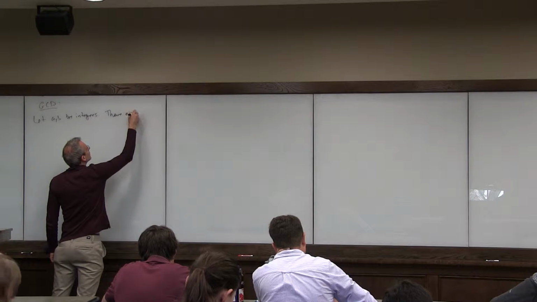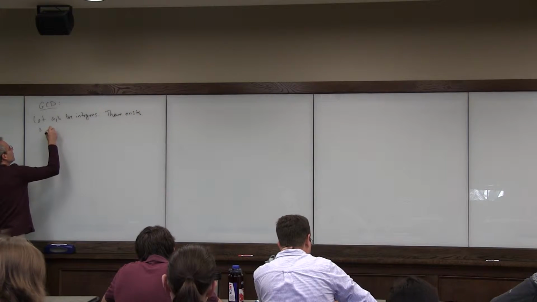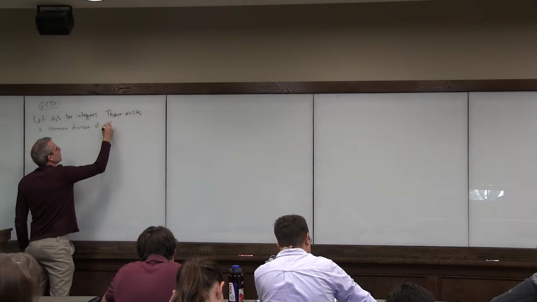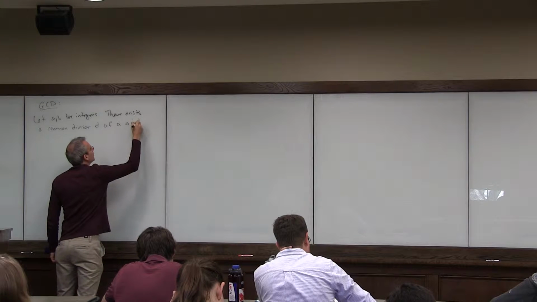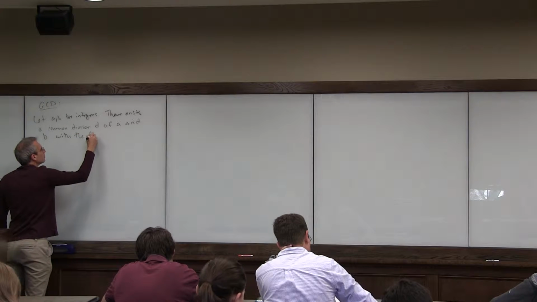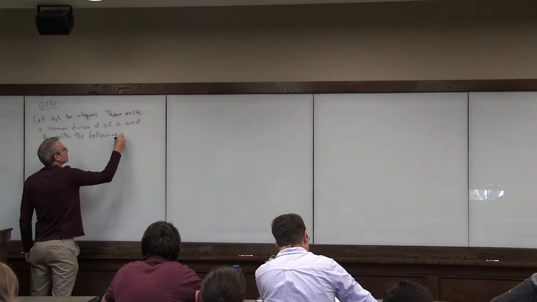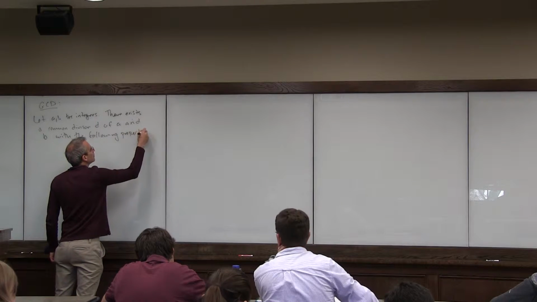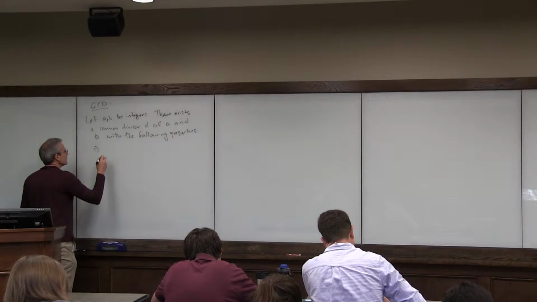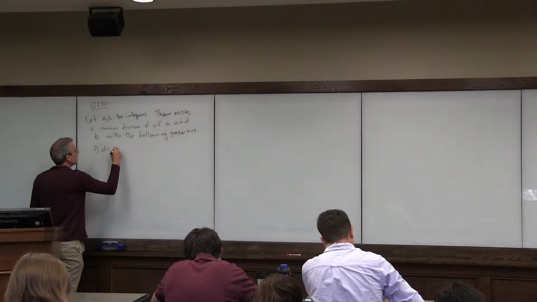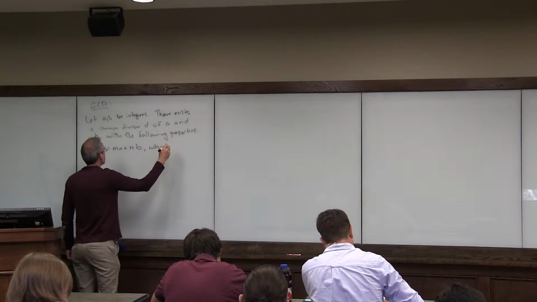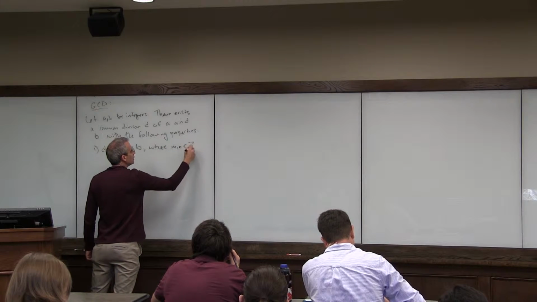There exists a common divisor D of A and B with the following properties. Number one, and in some sense the most important part of this, is that D equals MA plus NB, where M and N are integers.